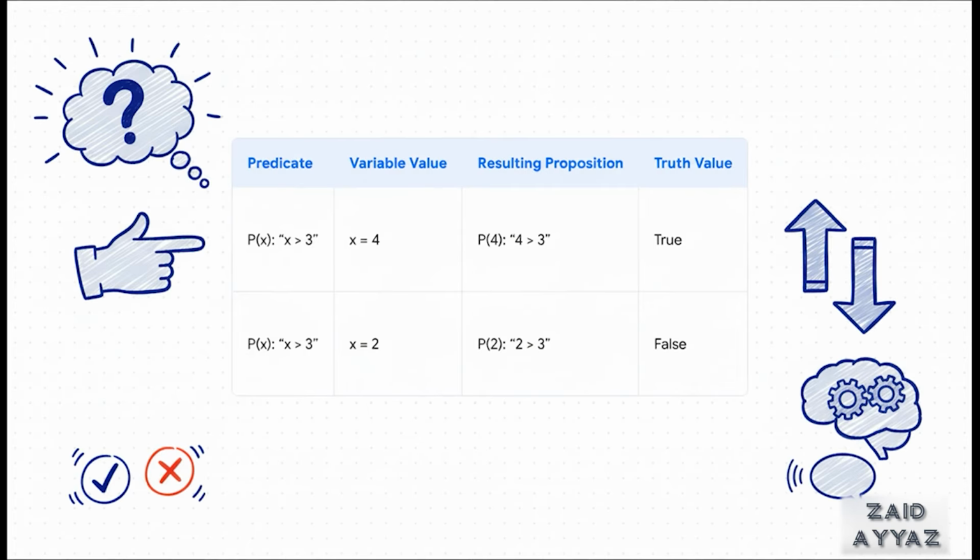And here's exactly how that works. Let's just call our predicate P of x to stand for the statement x greater than 3. Okay, so if we plug in 4 for x, our statement P of 4 becomes 4 greater than 3, which, yeah, that's true. But if we plug in 2 for x, our statement P of 2 becomes 2 greater than 3, and that's obviously false. See? By filling in the blank, we turn the template into a concrete statement that we can actually evaluate.